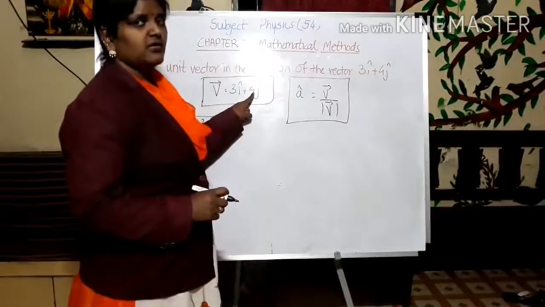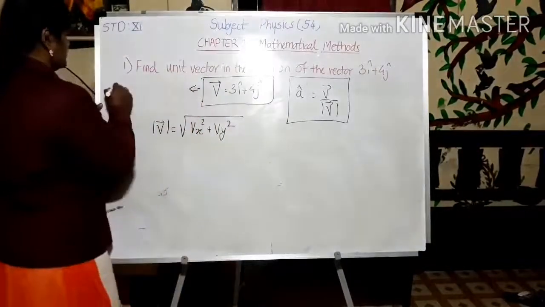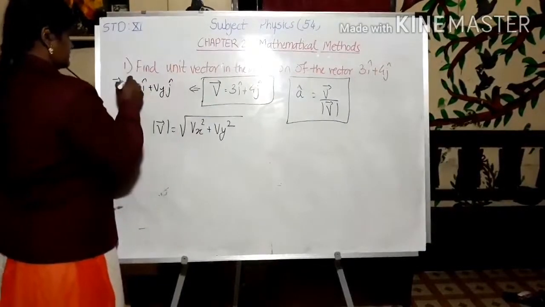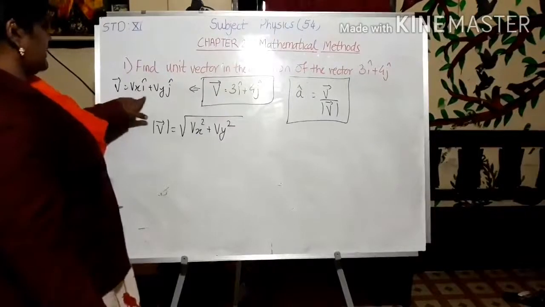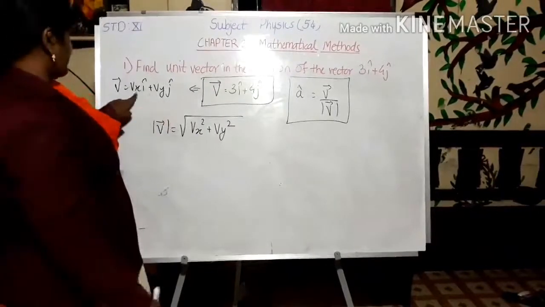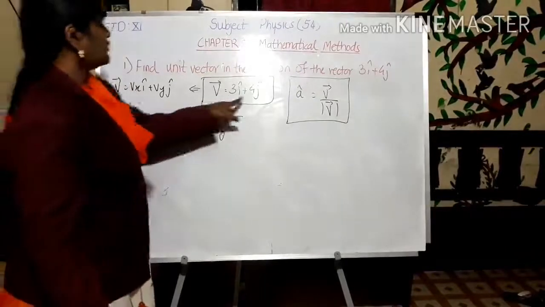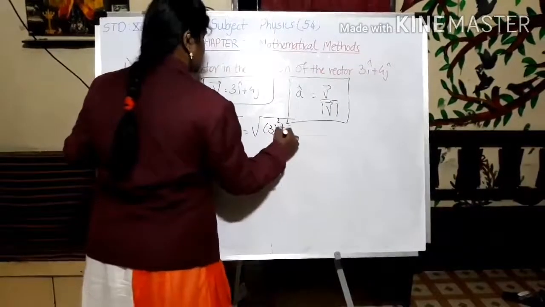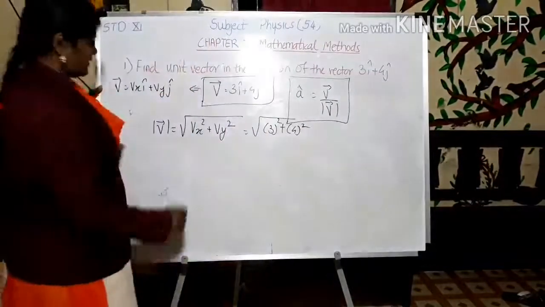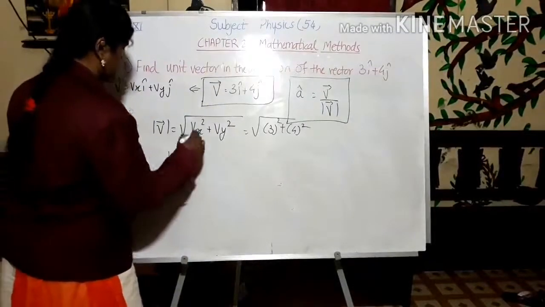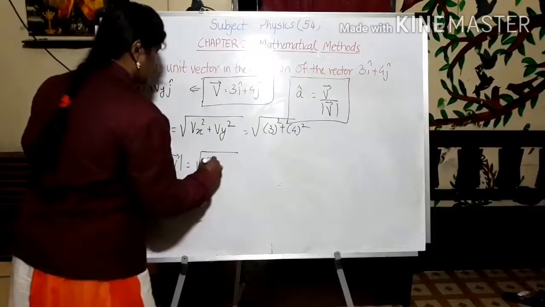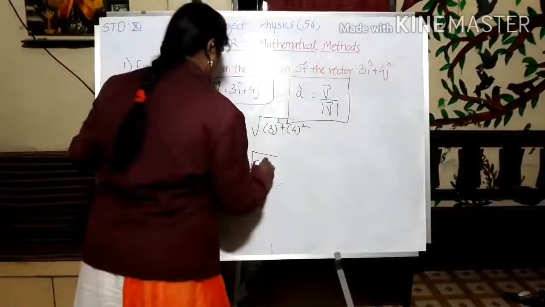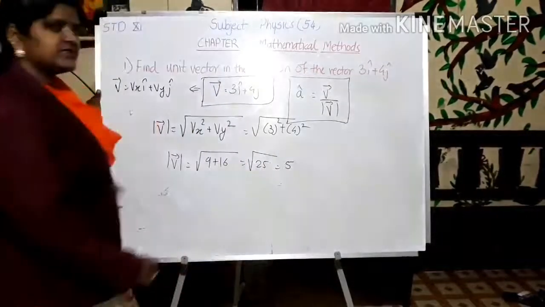As you compare the equation to this, vx i plus vy j. What is vx? 3. What is vy? 4. So what value did I get over here? 3 square plus 4 square. So I will get the magnitude of v as the square root of 9 plus 16. It comes out to be 25. So this is nothing but 5, obviously.